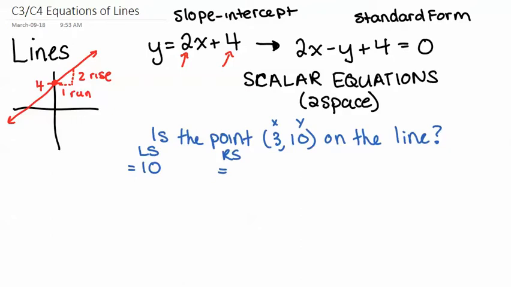So let's see if that happens. 2 times x plus 4, and x is 3. 6 plus 4 is 10. So since our left side and our right side are equal, then yes, (3, 10) is on the line.